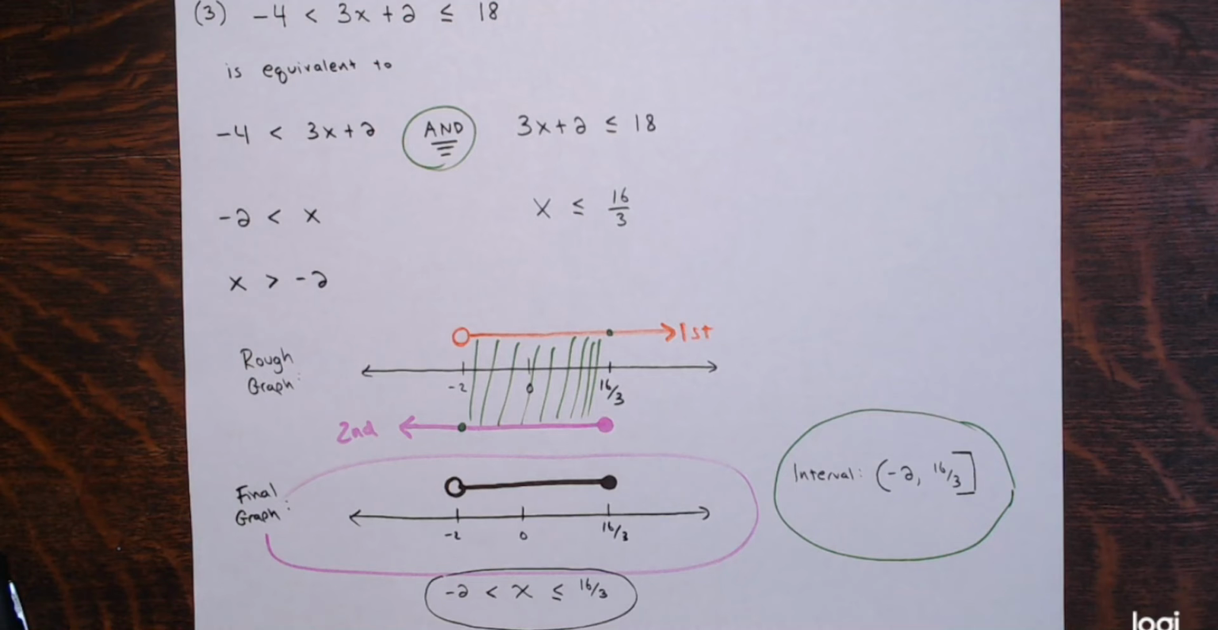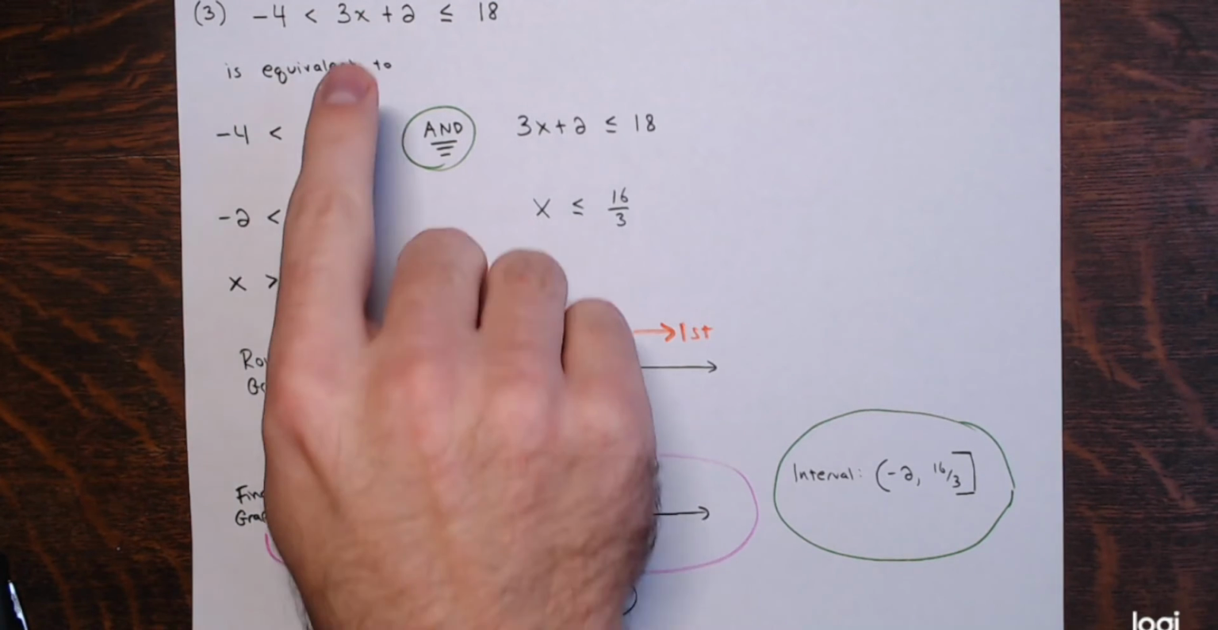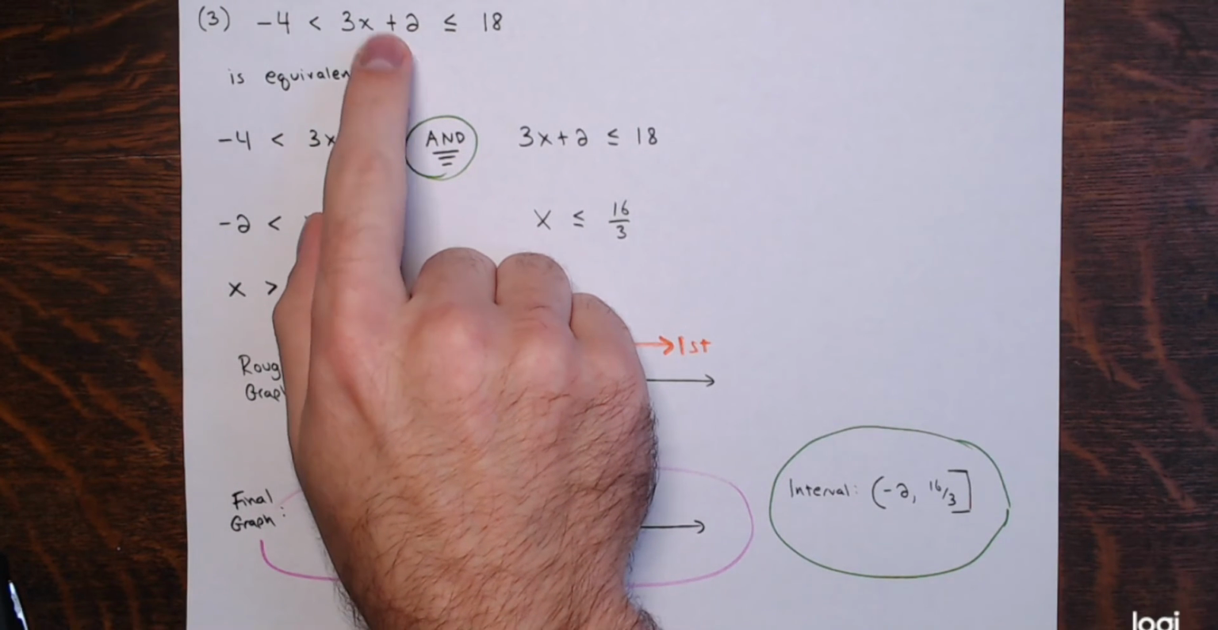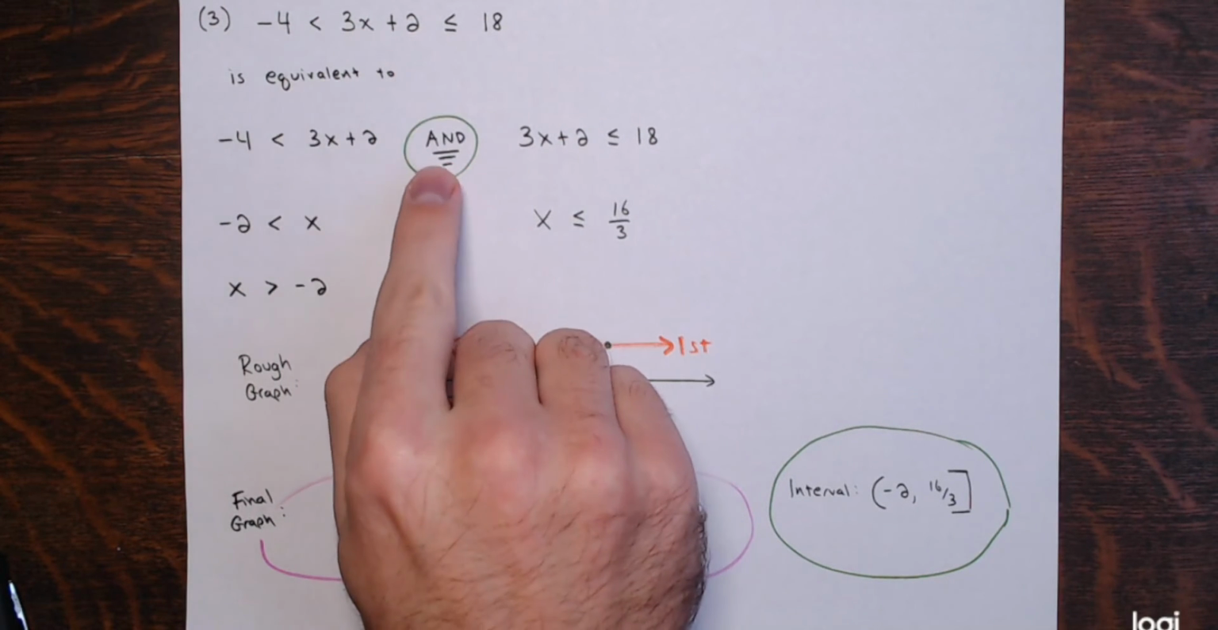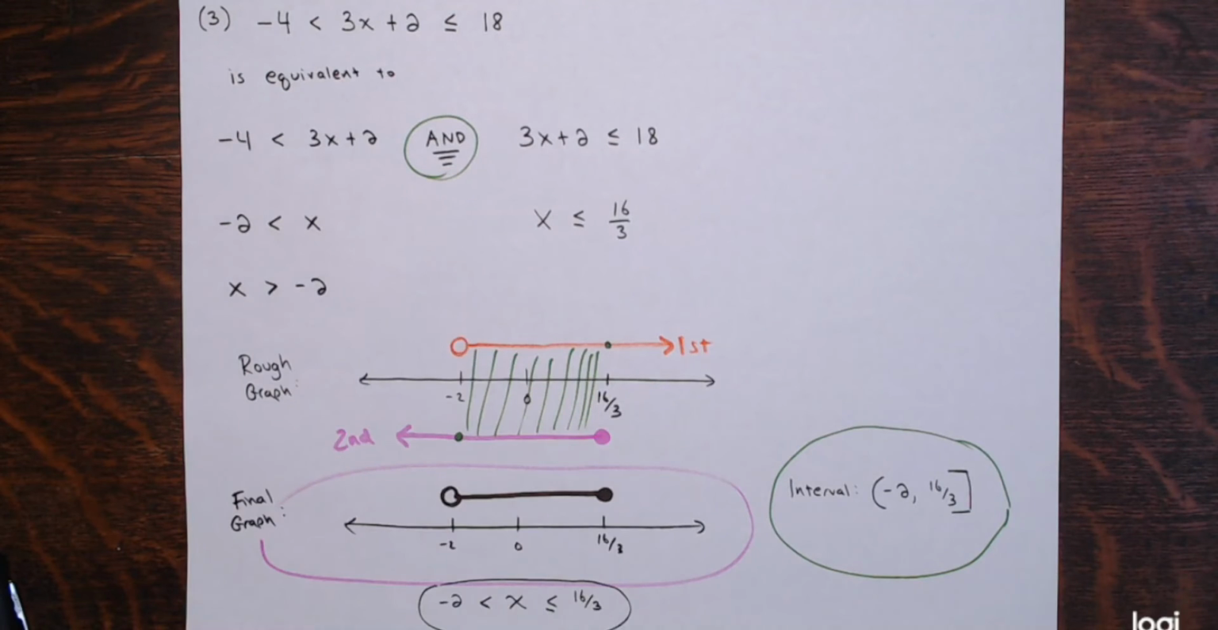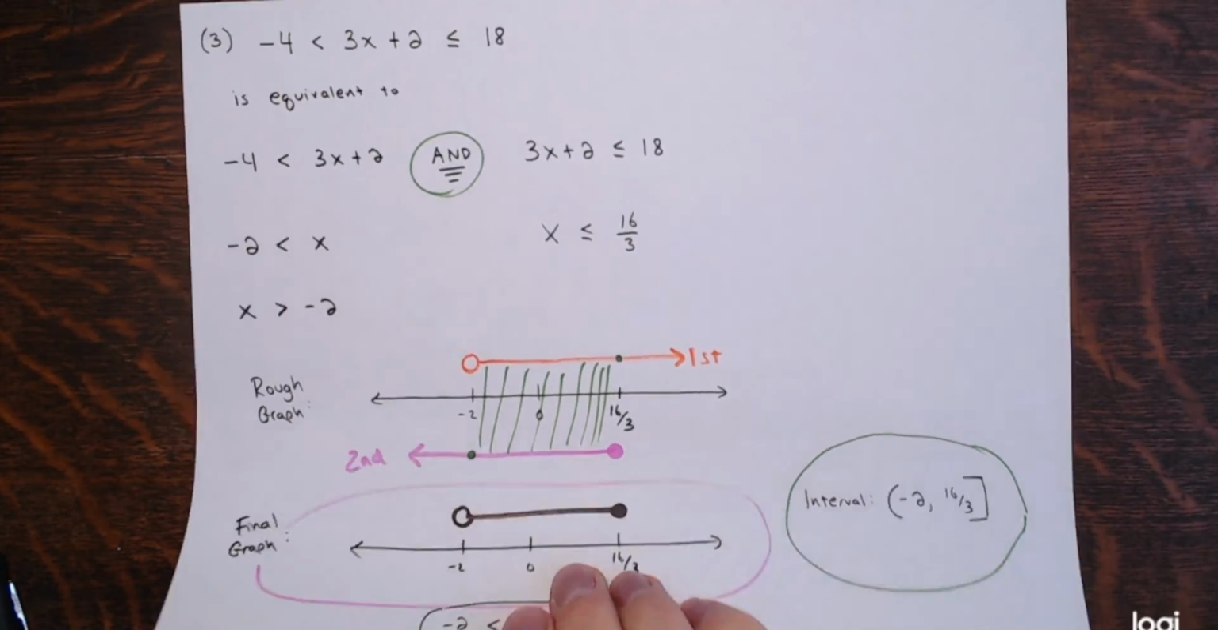Great. And notice I'm doing the same thing for all of these connected inequalities. All these connected inequalities are and inequalities. So I just got one more of these, and then we'll finally get to an or inequality.